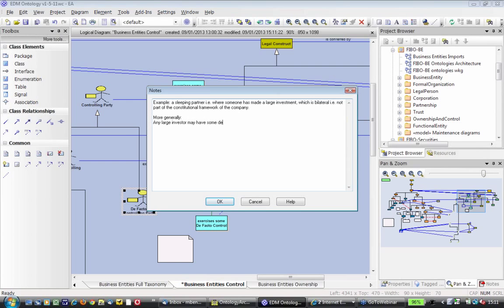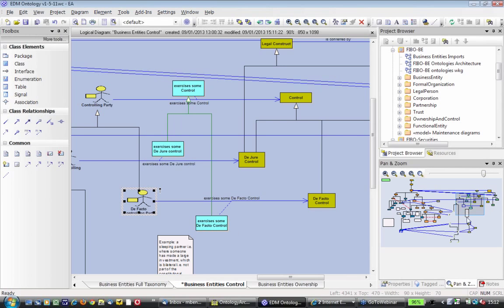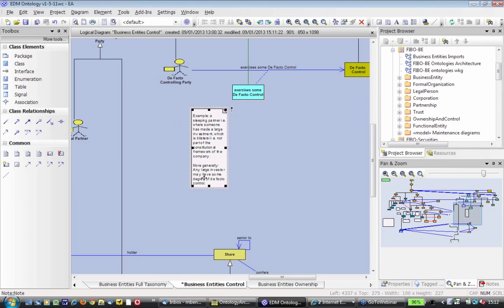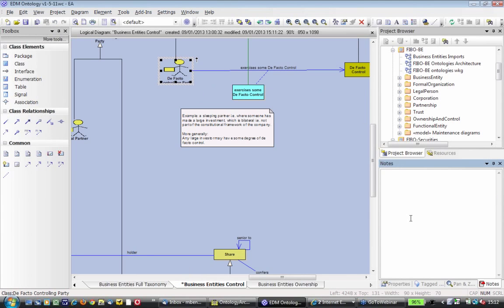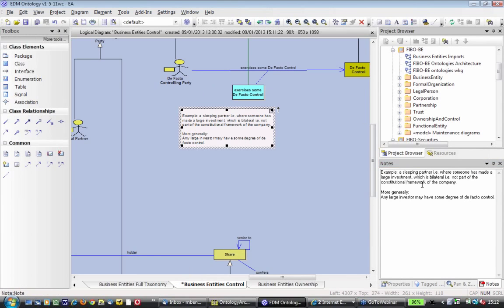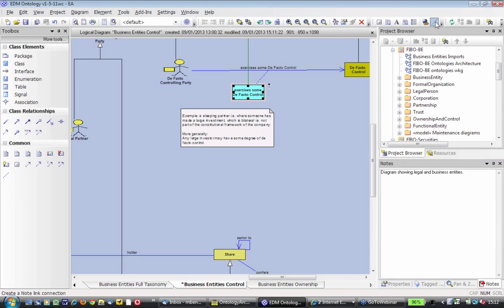Well, yeah, any major investor in any type of company may be in a position to exert de facto control. Right. Or may have some degree of de facto control, depends on the situation. Now, whether we could model that in any formal way is another matter, but at the very least we can name it and define it.